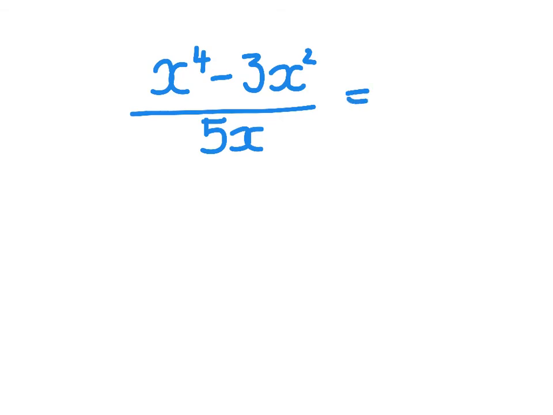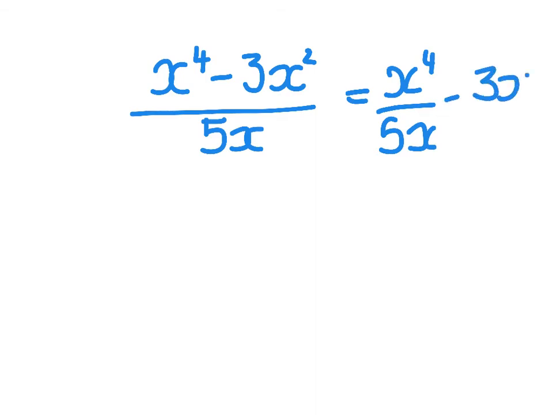What I'm going to do is look at this fraction and say all of this on the top needs to be divided by 5x. So the first thing I'm going to do is separate them both and divide each term in turn by 5x. So I've got x to the power of 4 divided by 5x minus 3x squared divided by 5x.